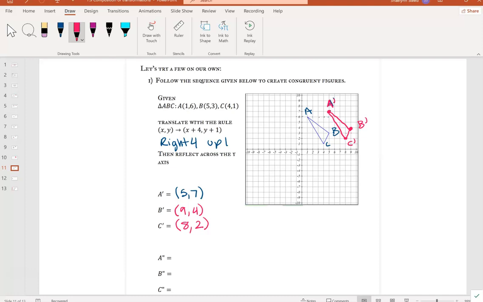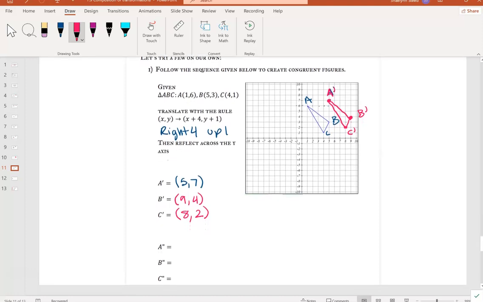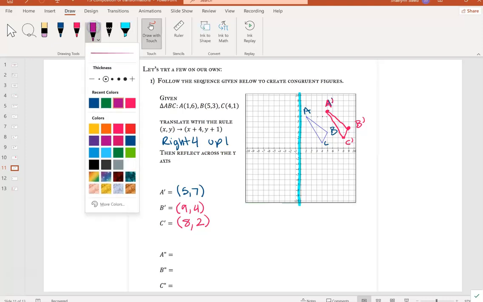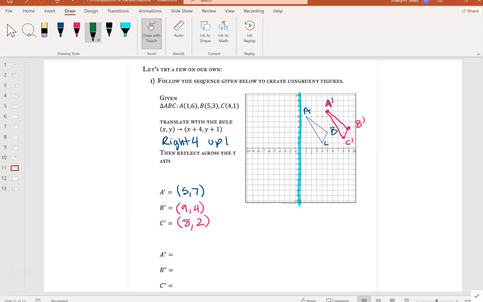Perfect. All right, so then for the next one, we're going to reflect across the y-axis. So I'm going to mark my y-axis with a highlighter. If I reflect over this y-axis, A prime is starting 5 away. So now I want to go 5 away this way. So here's A double prime. So A double prime is negative 5, 7.